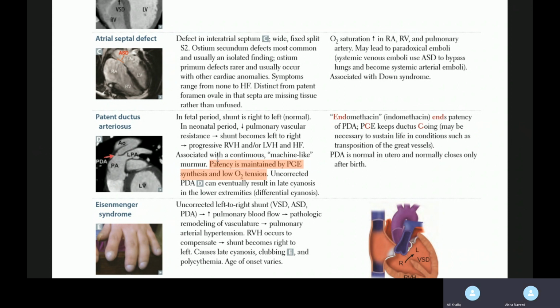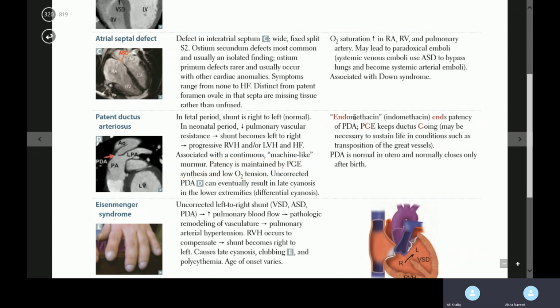Okay, so they would have to give some sort of antibiotic. I was thinking they might have to do some sort of surgery for this one. But Anne said that before going to surgery, you try to close it with indomethacin, an NSAID. I thought they probably wouldn't even try that. No, it's written there. Look, indomethacin. Just made the spelling correct for you. Indomethacin ends the patency of the PDA. Makes sense.